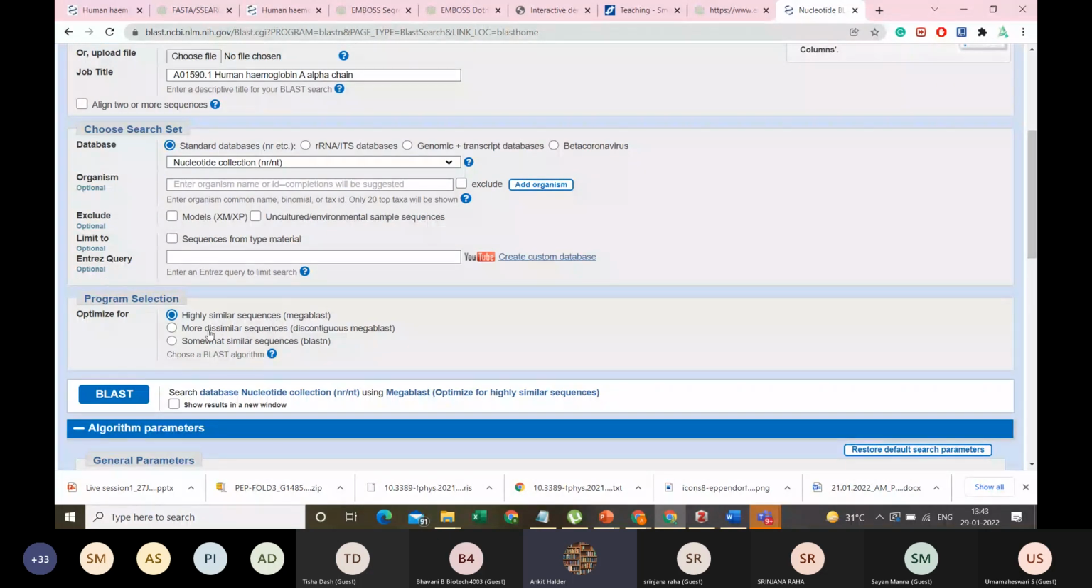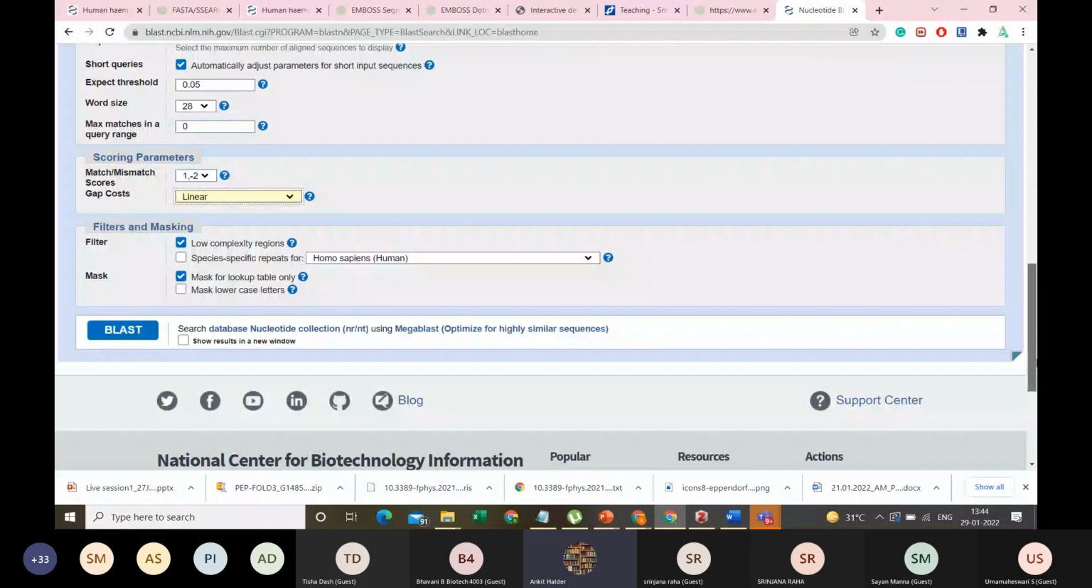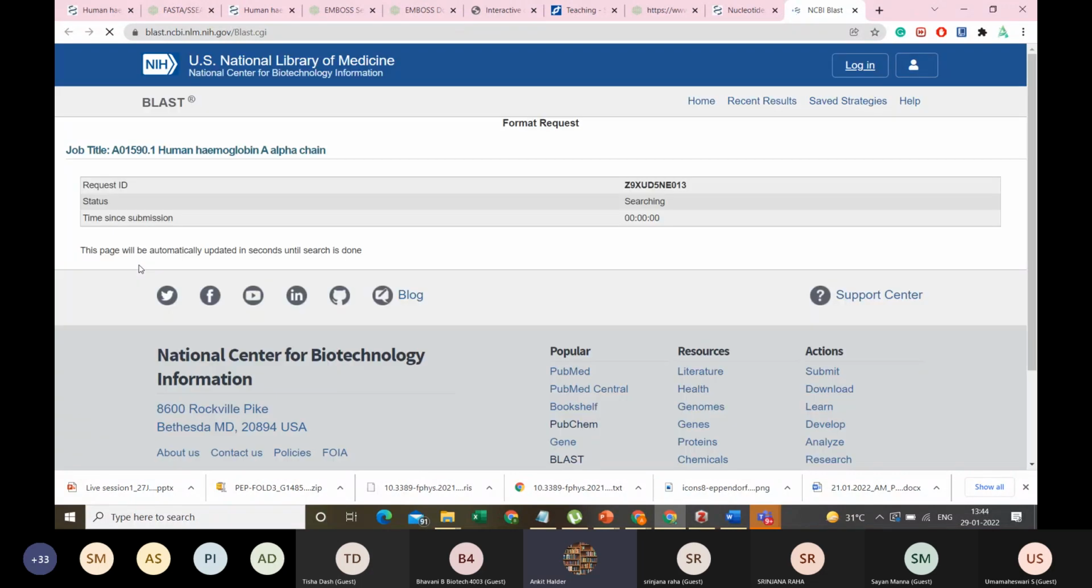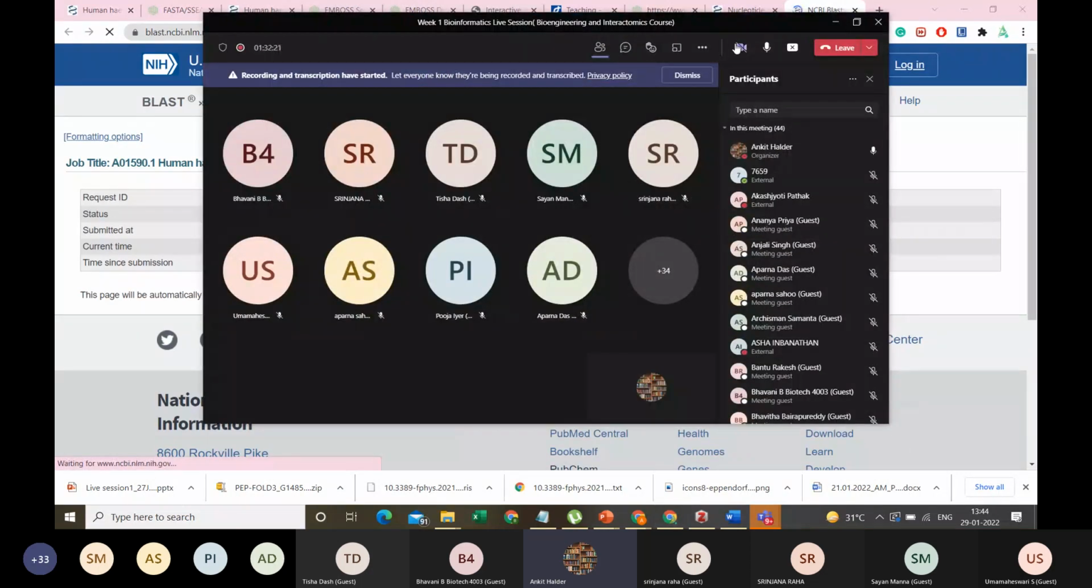You can optimize for highly similar sequences, or exclude some organisms if you know that this organism is not there. So show results in a new window and perform the BLAST. While it is performing, right?